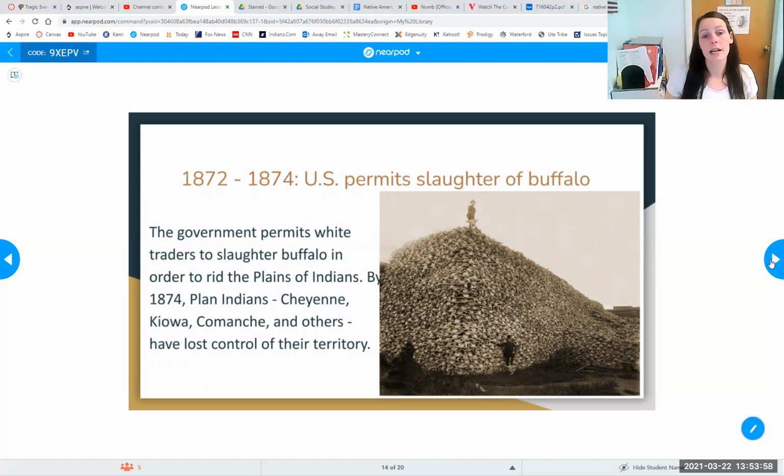On their part, it was successful. It really did weaken Native American tribes, where a decade later, no tribes are fighting against the government anymore. So it definitely helped the US get control of the land. It's horrible. Look at all those skulls. That's a lot of buffalo skulls, guys. That's a lot.